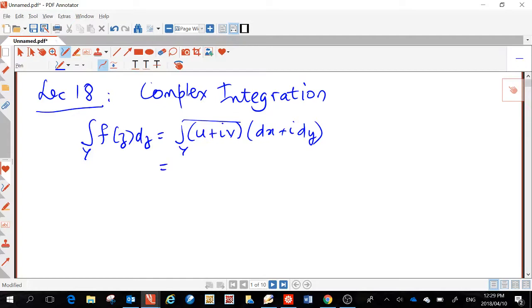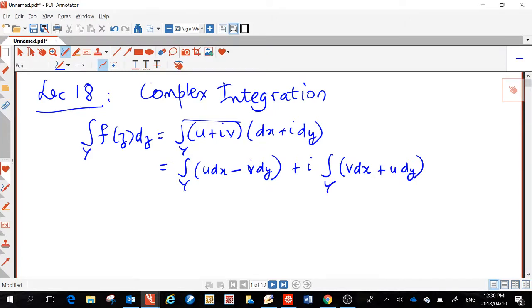So in fact, if you had to expand this, you will get the integral of u dx minus v dy plus i times the integral of v dx plus u dy. In other words, a complex integral is a line integral. It's actually the sum of two line integrals. These are line integrals. So in the last lecture we came across what we call path dependent.